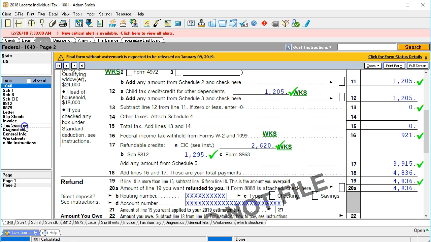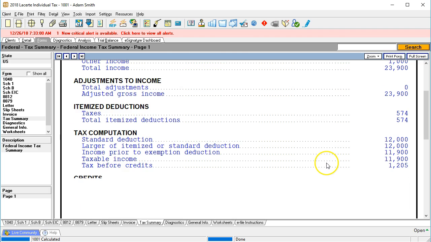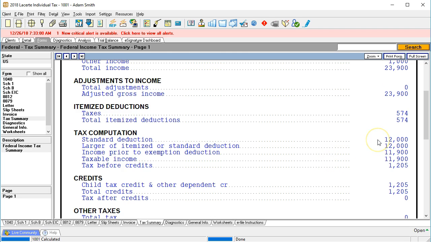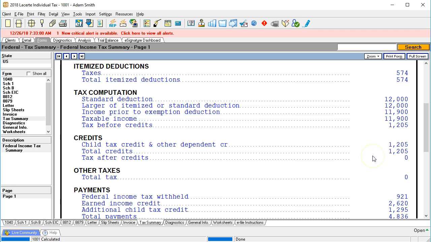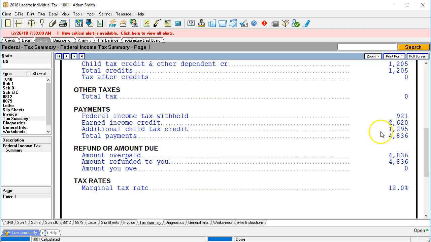Here's the summary. If we took a look at the summary, income, adjustments to income, no itemized deductions. We're going to take the standard deduction. We then have the taxable income and the child tax credit giving us, if we scroll down, here's our payments, and the earned income tax credit giving us the 4,836, marginal tax rate 12%.